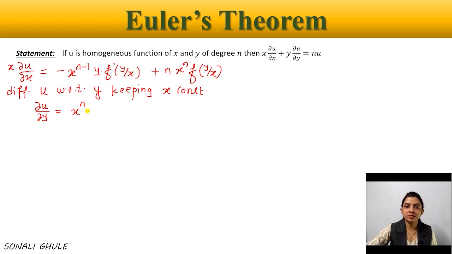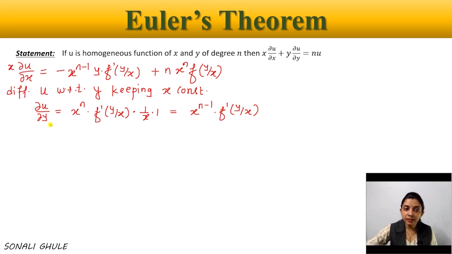So x raised to n is constant here, and the derivative of u with respect to y is the derivative of f of y upon x. What is it? f dash of y upon x into the derivative of y upon x with respect to y. So 1 upon x is constant and the derivative of y is 1. Okay. Now here, let's simplify the term. See, x raised to n upon x means I can write this term as x raised to n minus 1 into f dash of y upon x.